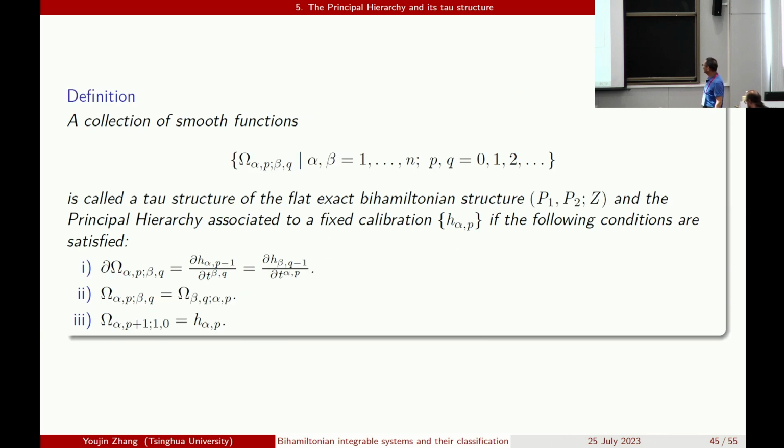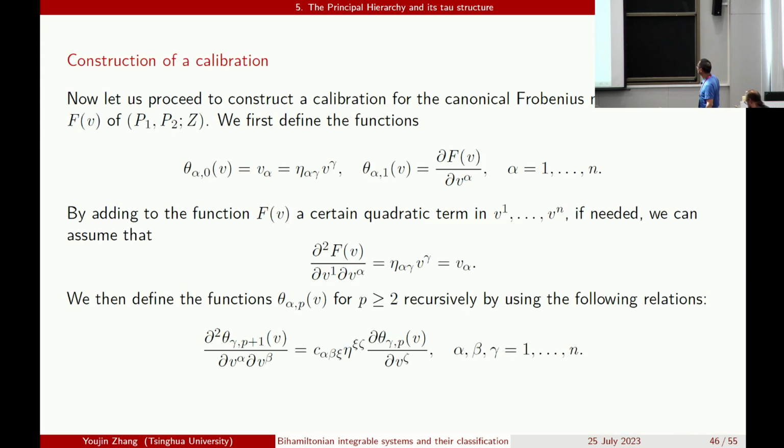And using this omega alpha p, we can define tau functions of this principal hierarchy. Okay, this omega alpha p we call a tau structure, which means that this omega is related to the densities of Hamiltonians, and they are symmetric, and using this we can define the tau function of this integrable hierarchy.